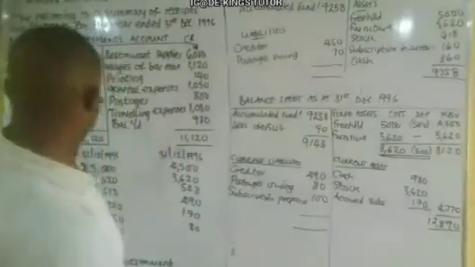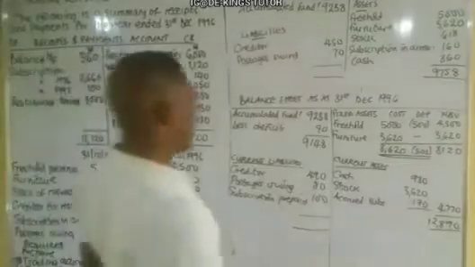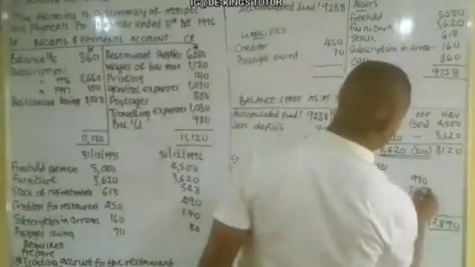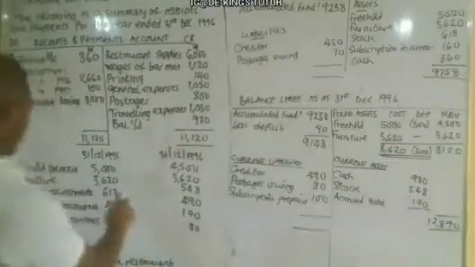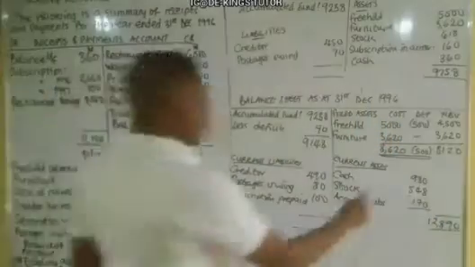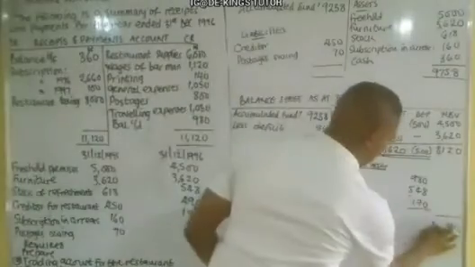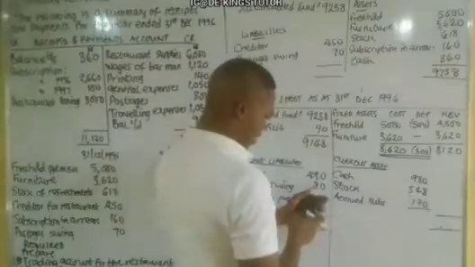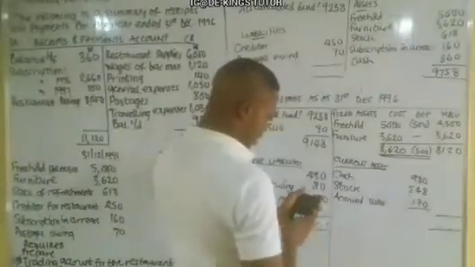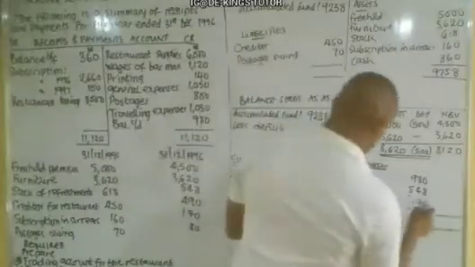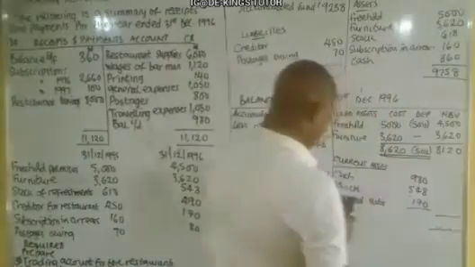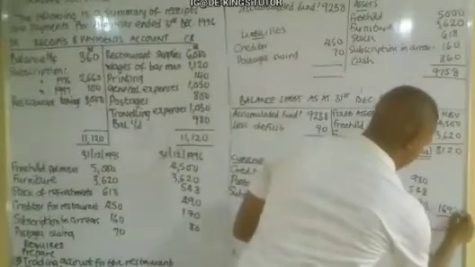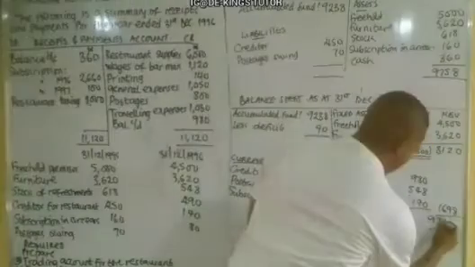Sorry, the stock is supposed to be 548. Stock is supposed to be 548. We added as 3620. So we have 980 plus 548 plus 170. So we have 1698 plus 8120. 1698 plus 8120 give us 9818.